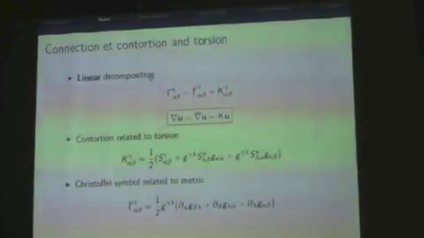So, thanks to this new connection, we can of course decompose linearly this connection with first the classical Levi-Civita symbol and another term, and this term is called the contortion. And according to these things, we can linearly decompose the covariant derivative with the contortion here. The contortion is related to the torsion, and the Christoffel symbol is related to the metric only.